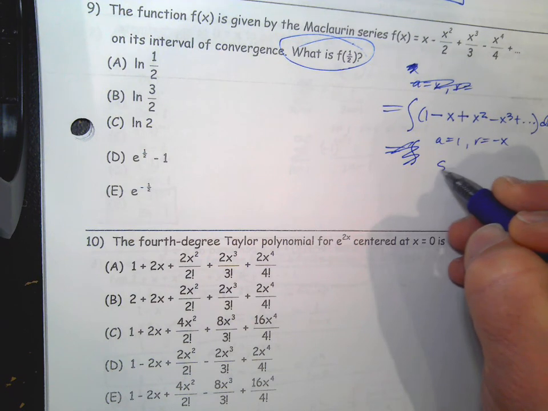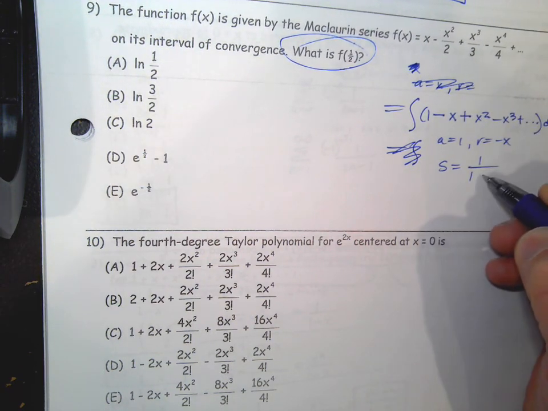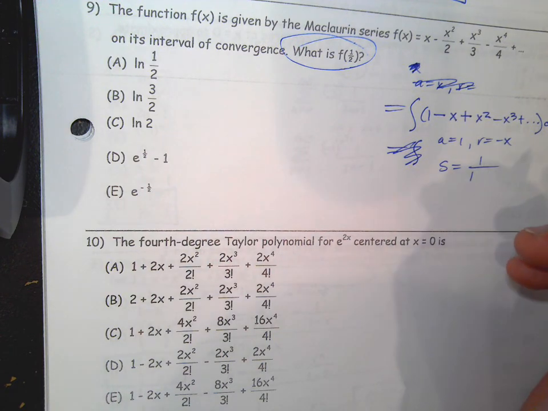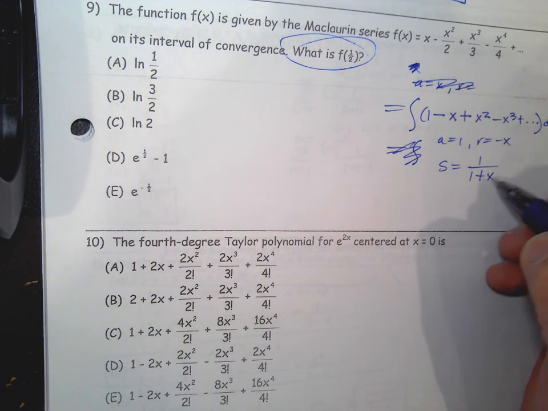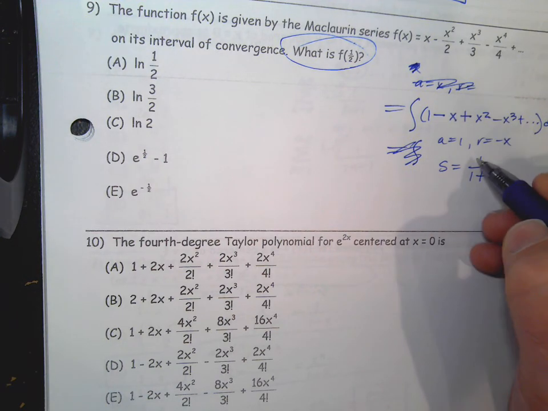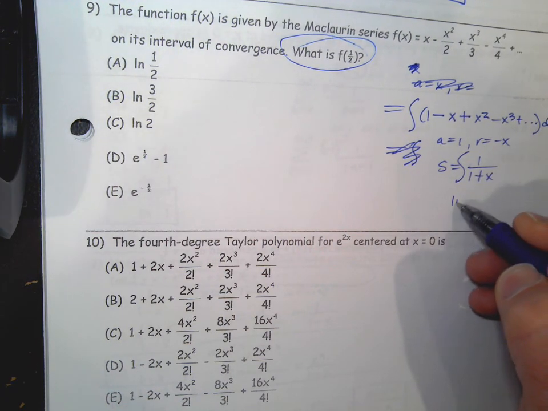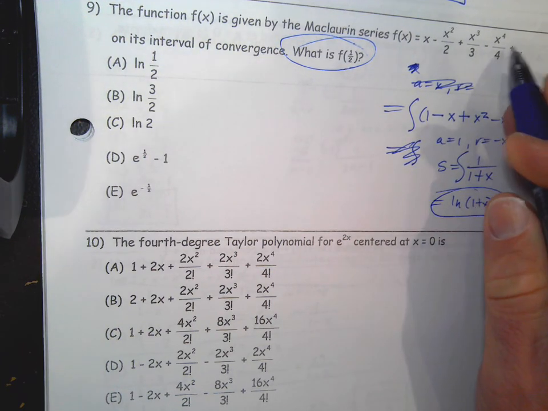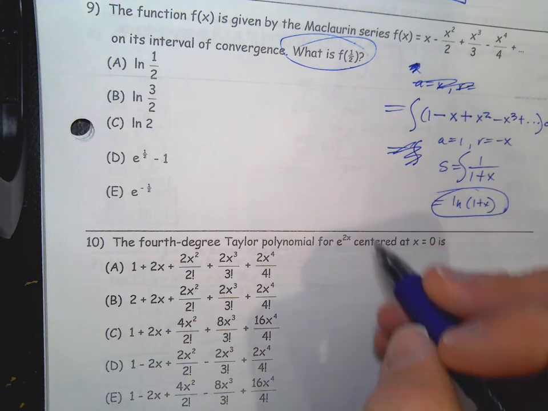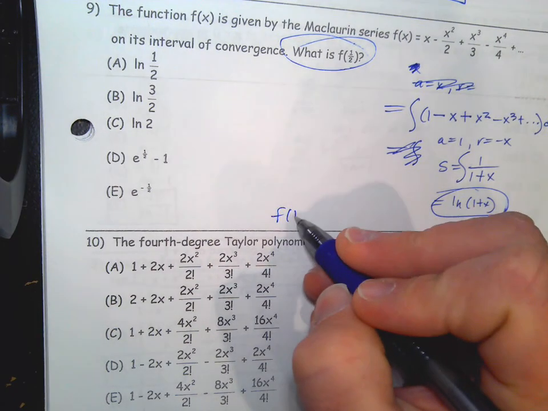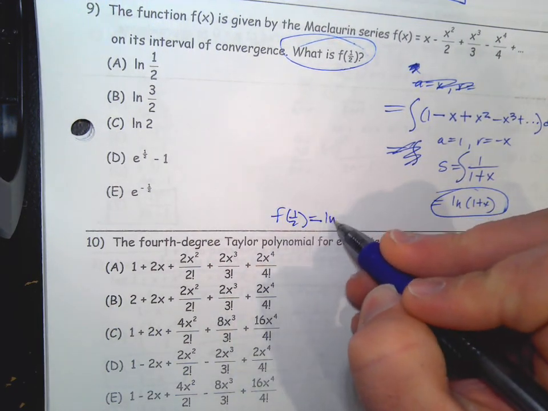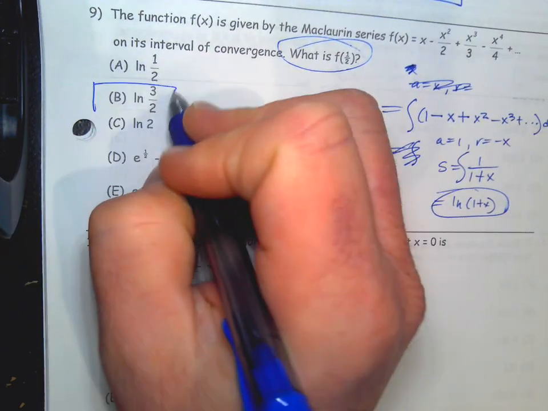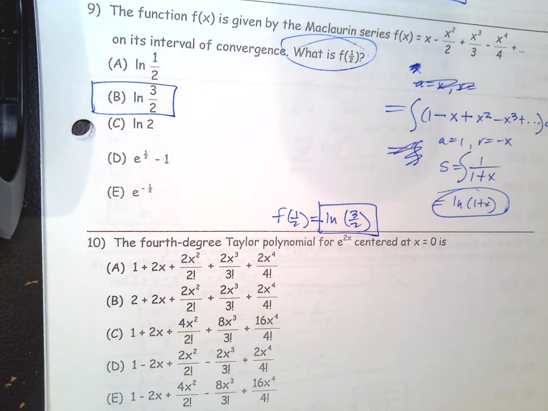So the sum of that is 1 over 1 plus x, because it's 1 minus. So that's why we're integrating here. And the integral of that's natural log of 1 plus x. So it looks like that's what this represents. This is natural log 1 plus x. So if you're to plug 1/2 in here, you should get natural log of 3/2. That one's kind of tough. Kind of trying to work backwards. That was kind of tough.